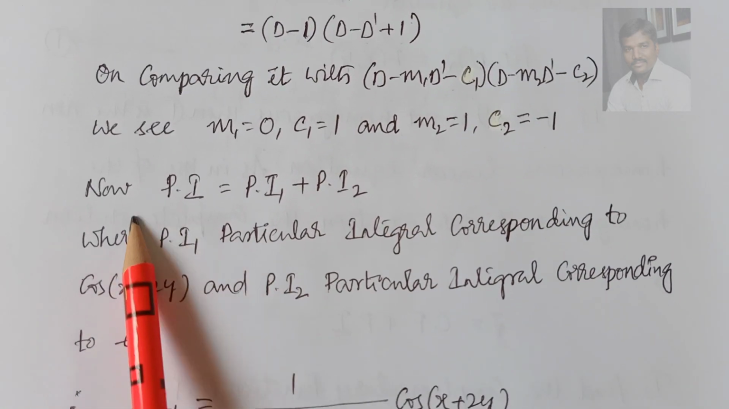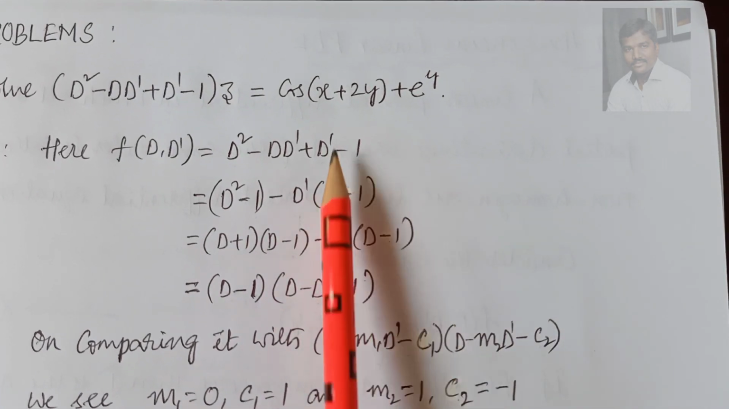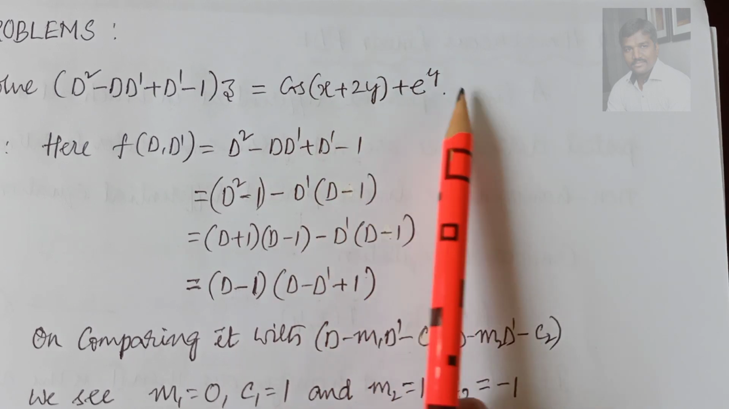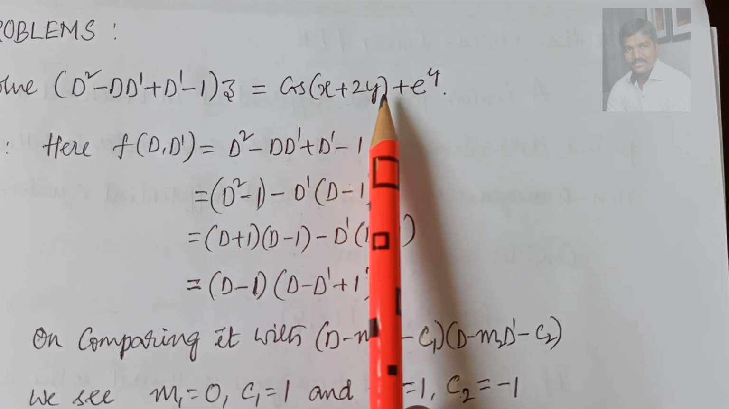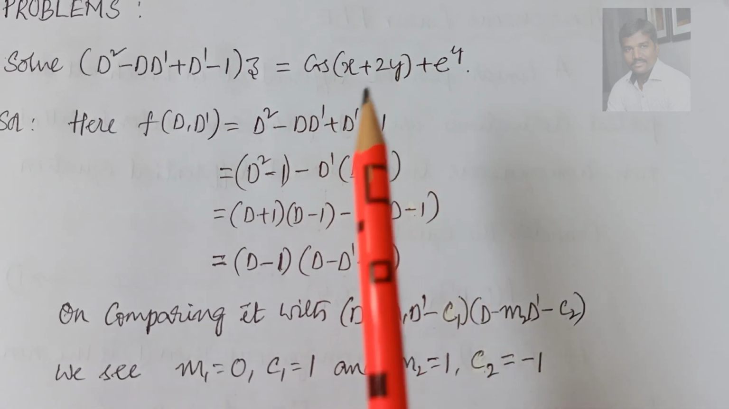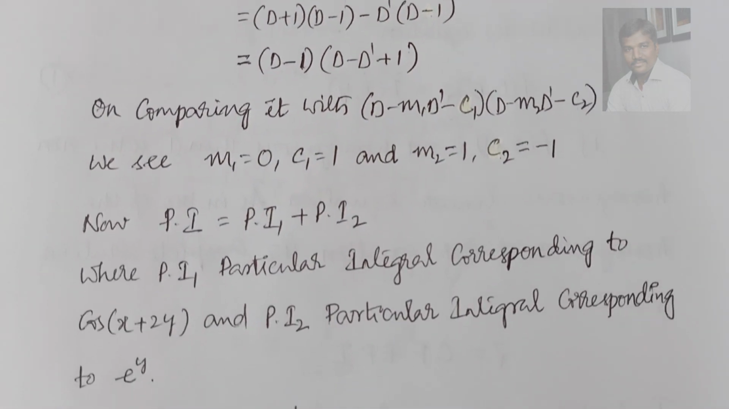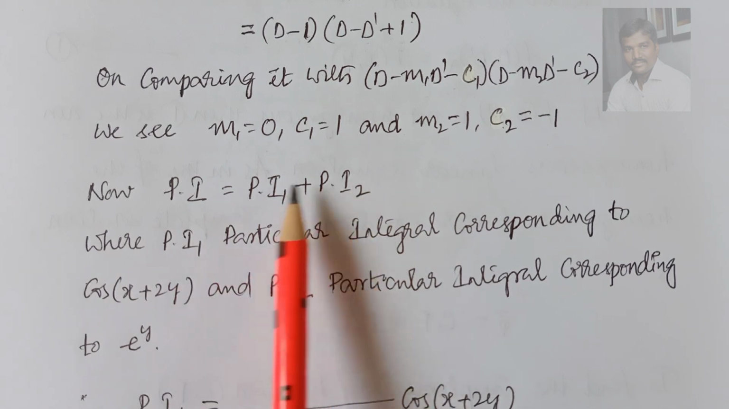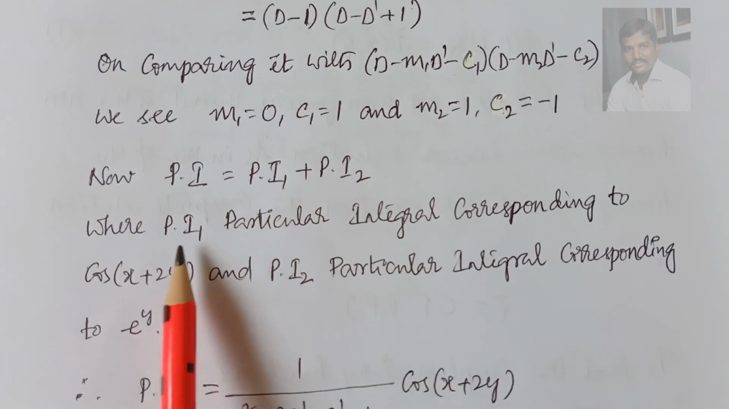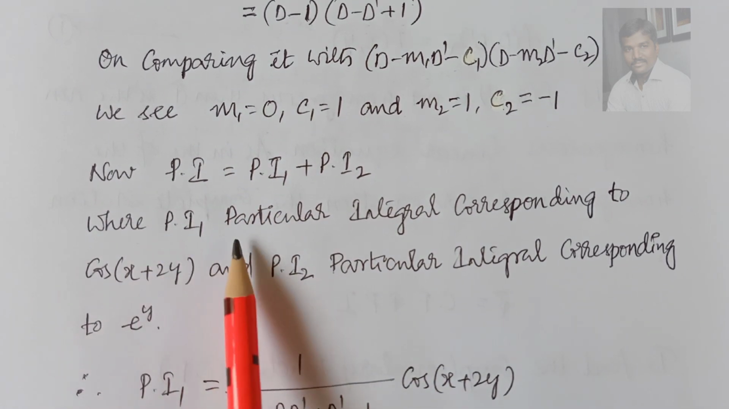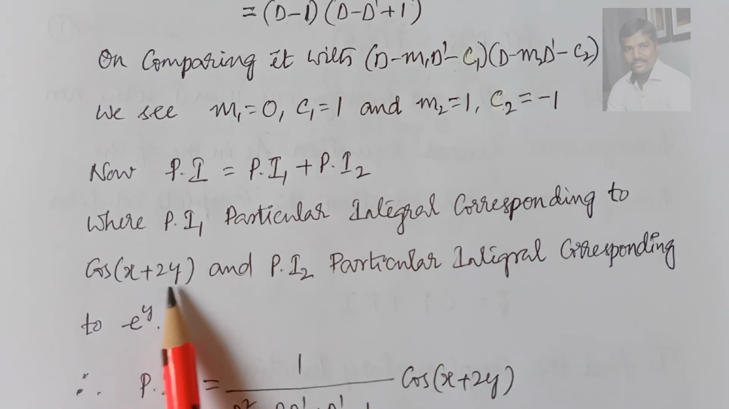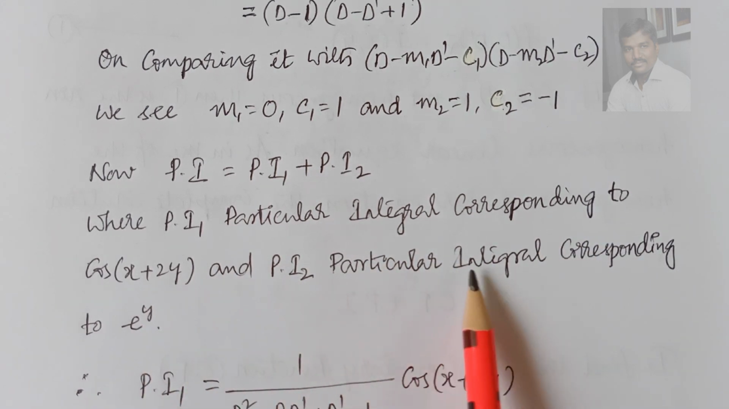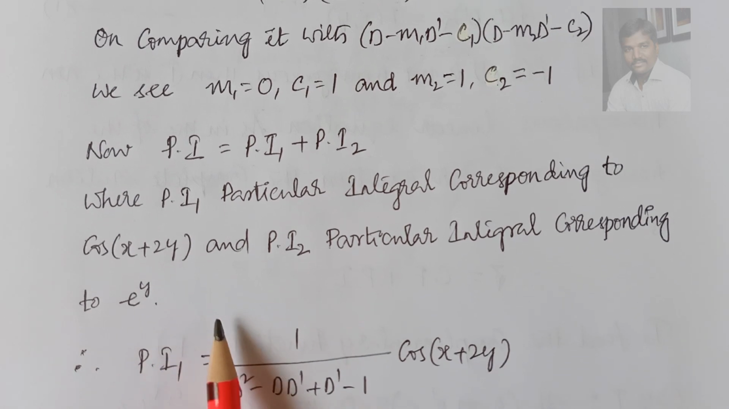Now the particular integral. In the given problem we have two different functions, so I am splitting the particular integral into two parts, particular integral 1 plus particular integral 2, and adding them finally. Here PI1 is the particular integral corresponding to cos(x + 2y), and PI2 is the particular integral corresponding to e^y.